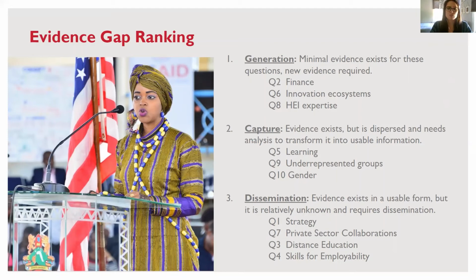And then the final category was dissemination, meaning evidence is relatively abundant. There are multiple literature reviews, and we just need to disseminate that evidence to users. The questions that fell into that category were around strategy, private sector collaborations, distance education, and skills for employability.